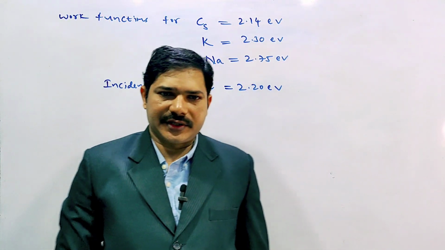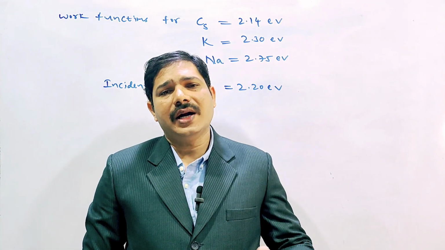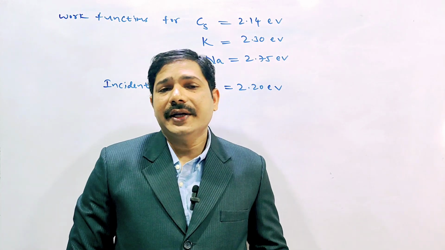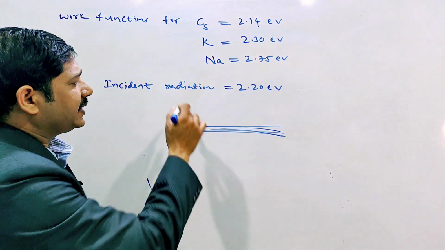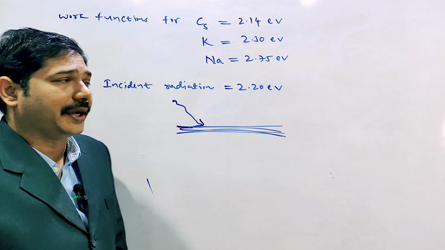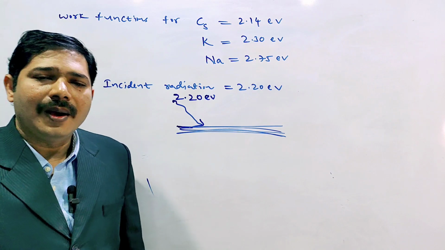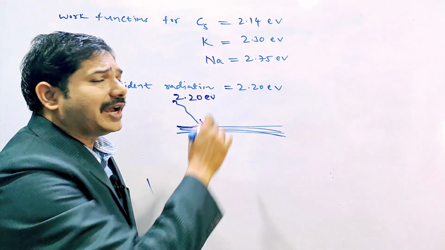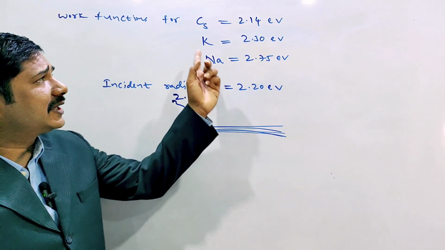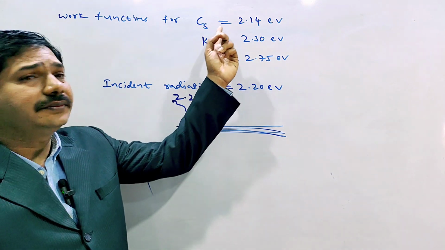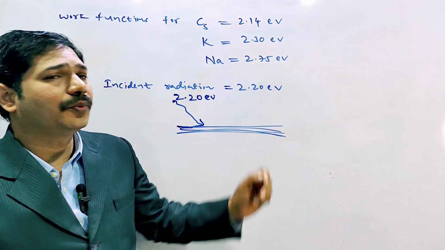So what is the photoelectric effect? When electromagnetic radiation of sufficient frequency is incident on a metal plate, electrons can exit from the metal plate. For example, this is one metal plate, and 2.20 electron volts of energy is incident on it. They are asking for which element electrons will be emitted. Three elements are given: cesium with work function 2.14 electron volt, potassium 2.30 and sodium 2.75.